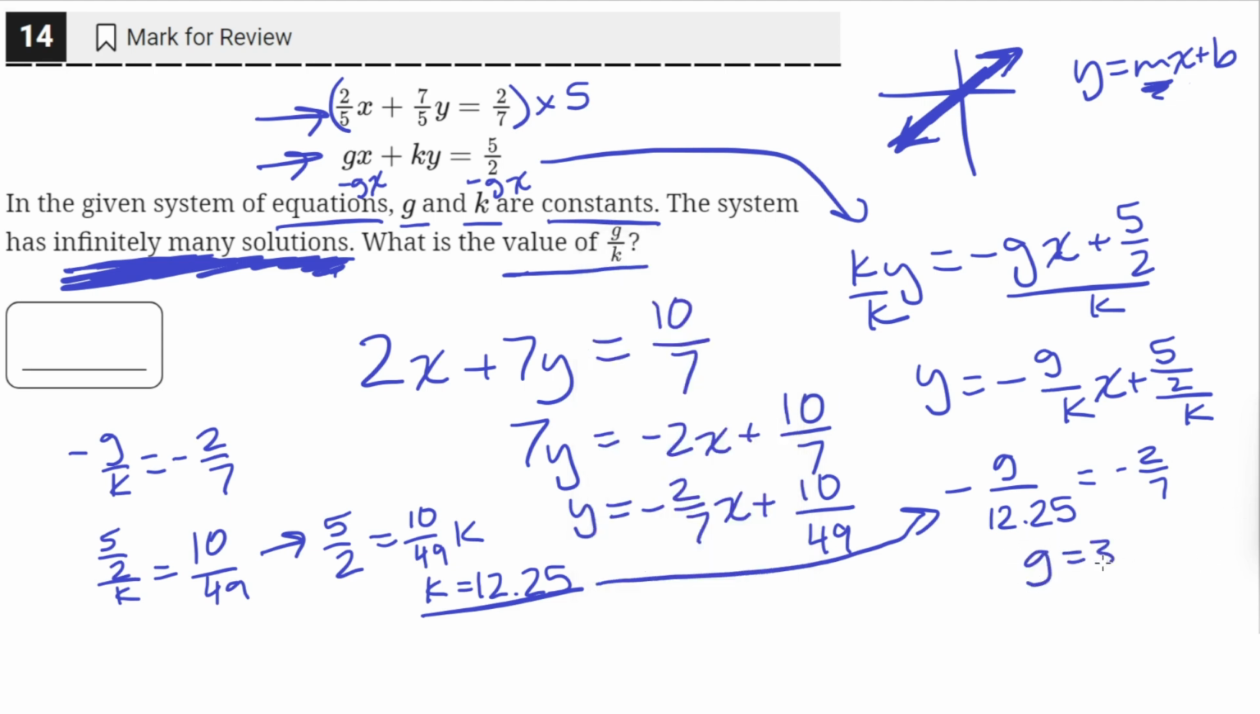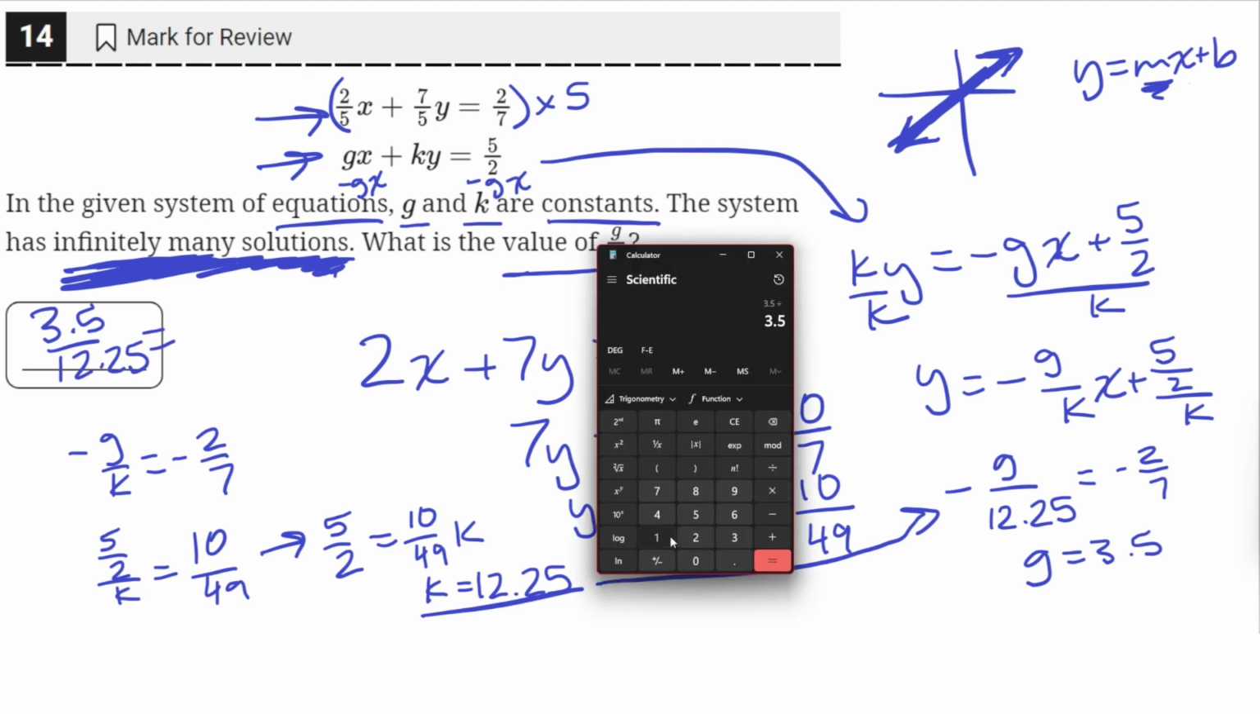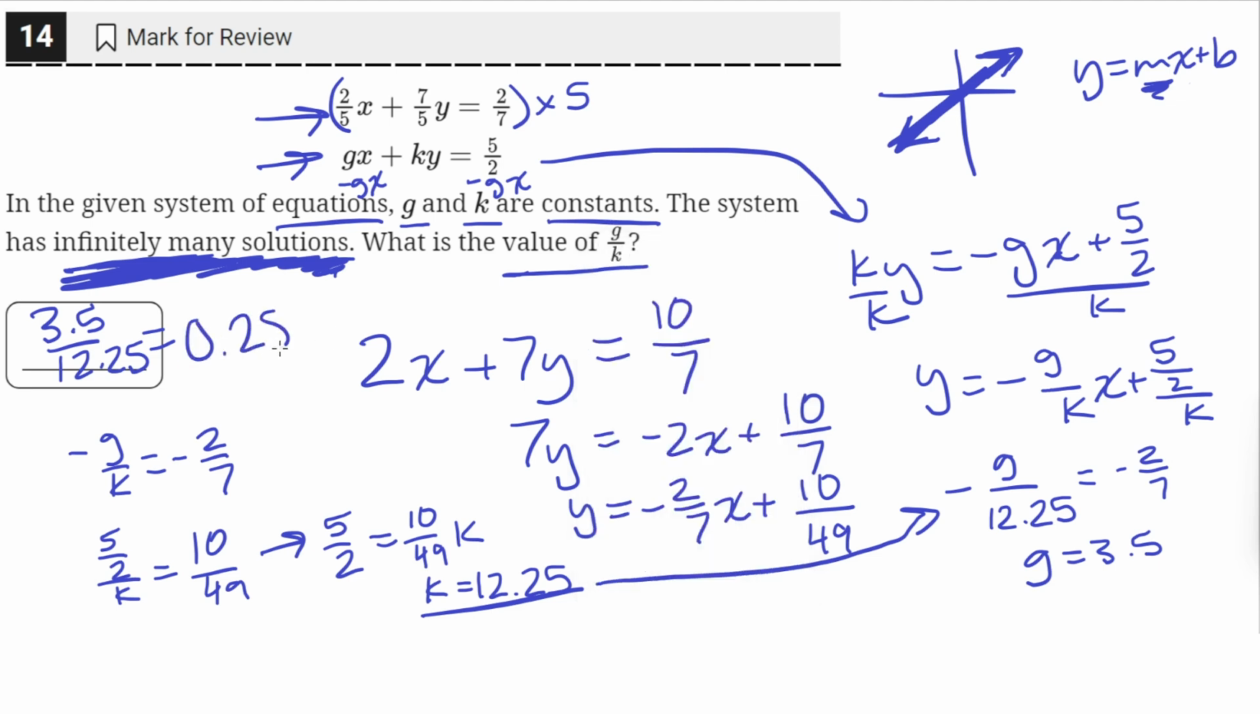So g equals 3.5. Now the question asked us to find the value of g over k. So g over k is going to be 3.5 over 12.25, and that's simply equal to 3.5 divided by 12.25. That's equal to 0.286, if we round to 3 decimal places. So that's the value of g over k.